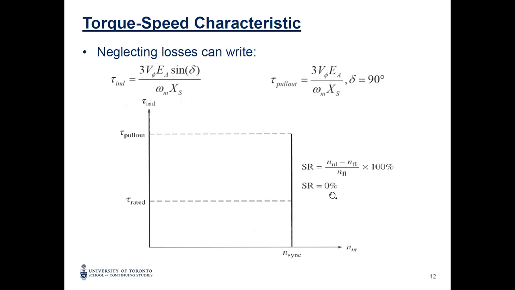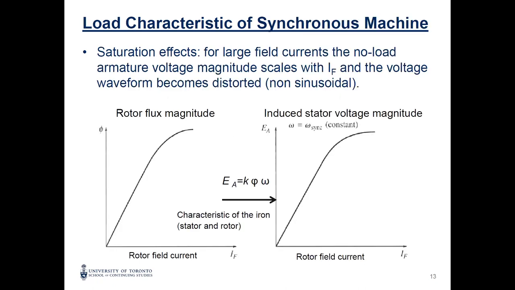Having a speed regulation equal to zero is true if you are connected to a very strong and big grid. This is what we discussed, the open circuit.